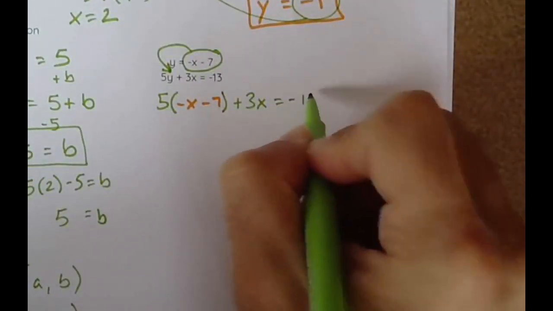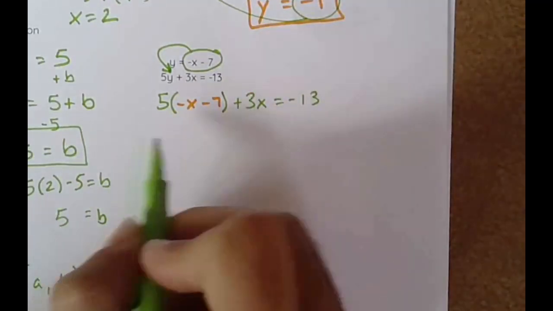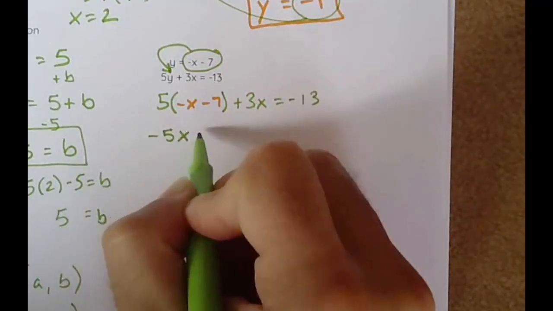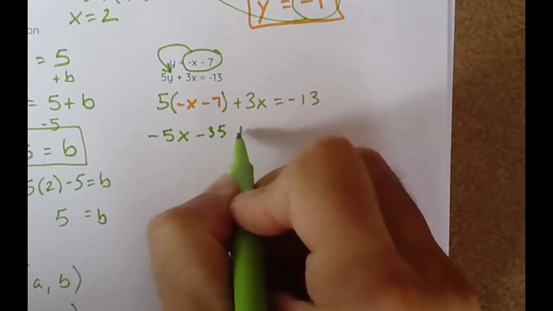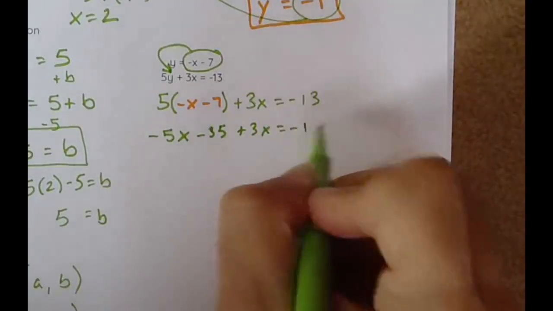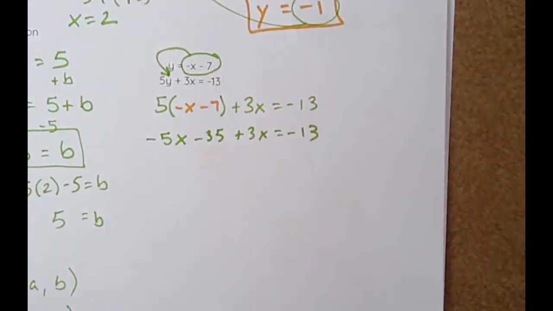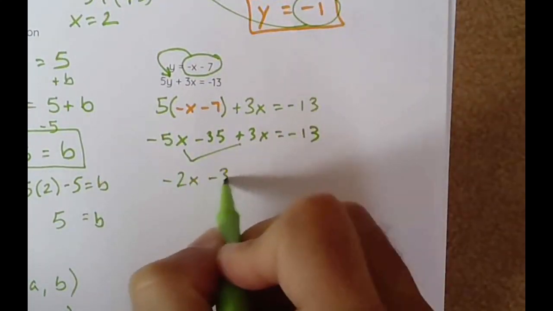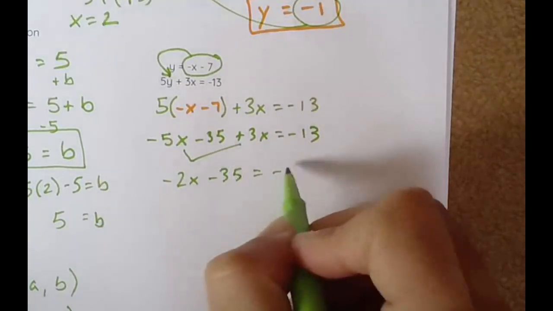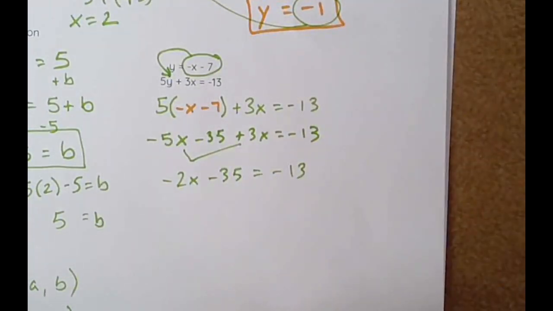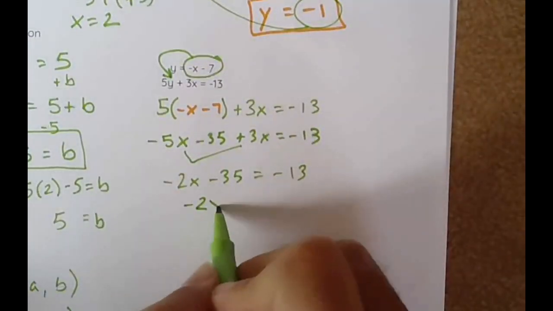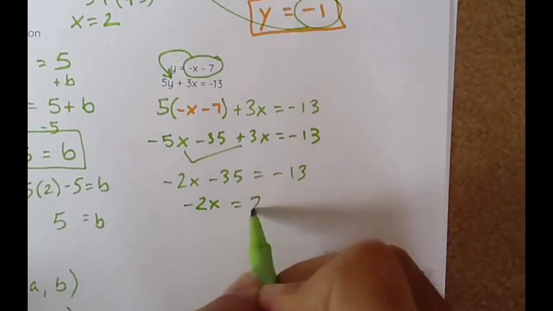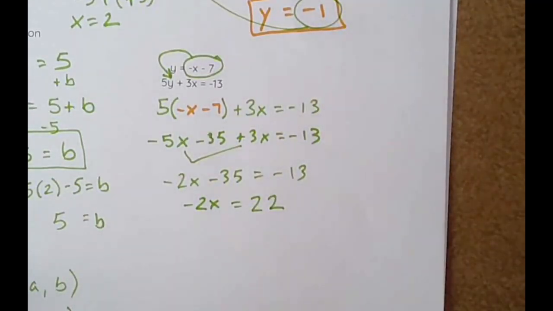Distribute, I get negative 5x minus 35 plus 3x equals negative 13. Combine, I get negative 2x minus 35 equals negative 13. Add my 35, I get negative 2x equals 22. Divide by negative 2, x equals negative 11.